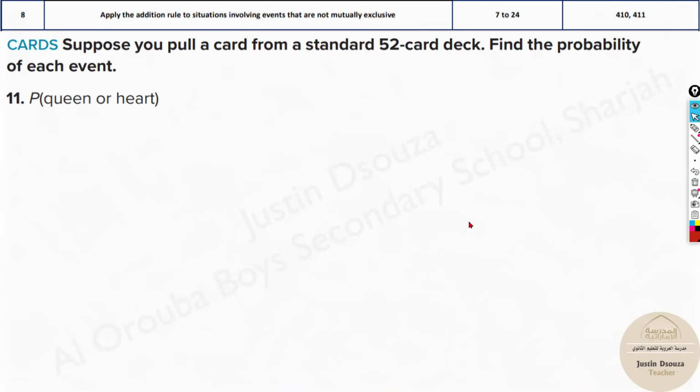Now we will see about the mutually exclusive and not mutually exclusive events. Here, the probability that a card drawn is a queen or hearts. Now, can this be the same card? Like, do you have a card which is a queen and a heart? Yes. If that is the case, then this is not mutually exclusive. If the given events are not mutually exclusive, then the probability formula would be probability of A plus probability of B minus probability of A intersection B.